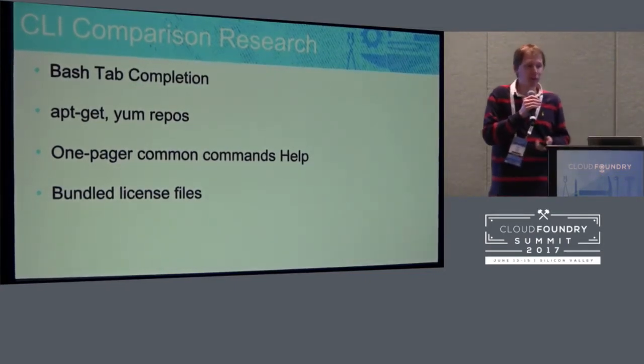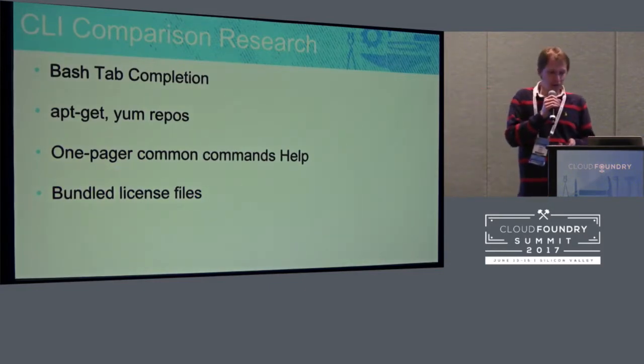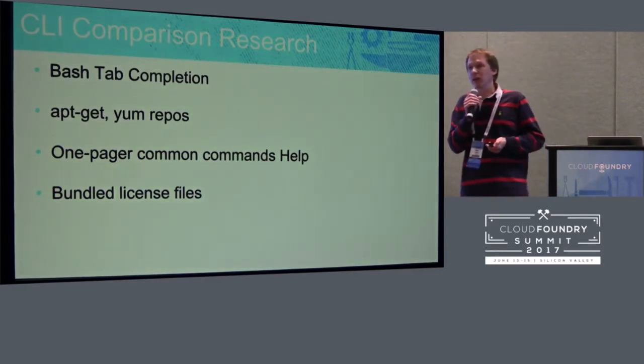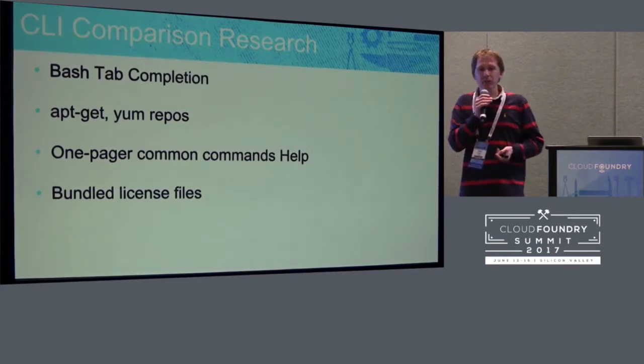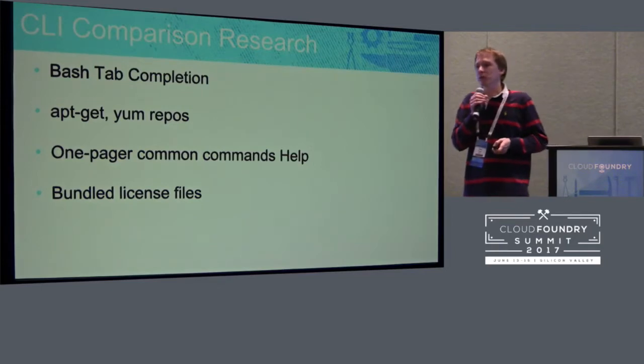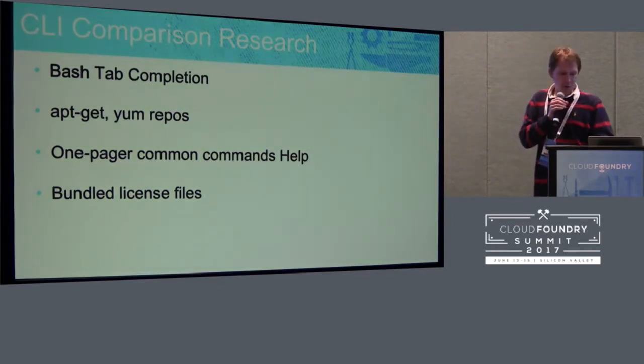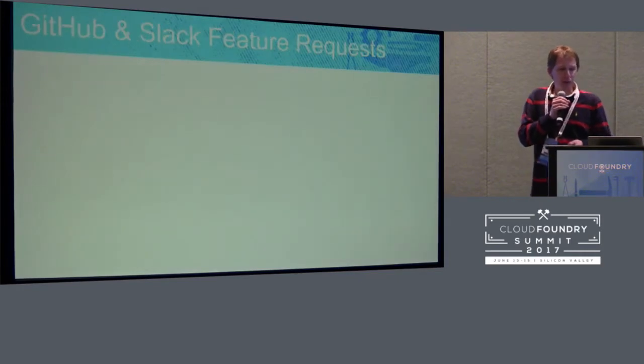So tab completion is an important one. We now provide the binaries or the installers through yum and apt-get. We improved, what I believe improved a lot, our help text. It used to be you run CF help and you get three or four pages of commands scrolling over your screen, and then you have to scroll up again to find anything. So the initial page has only the common app developer commands and all the other commands are hidden behind the flag. And as a proper open source project, we now bundle the license file and the copyright notices as an open source project should, or any project should.